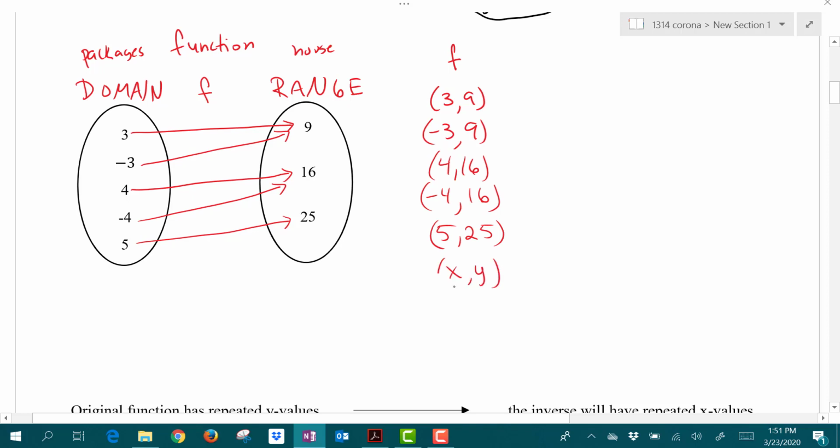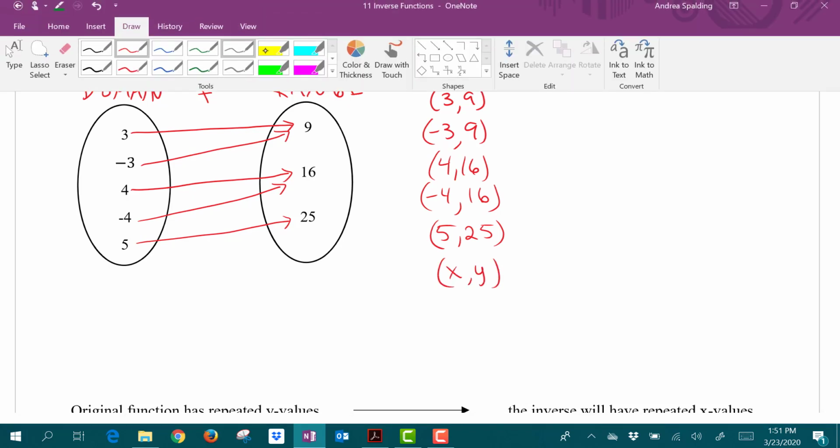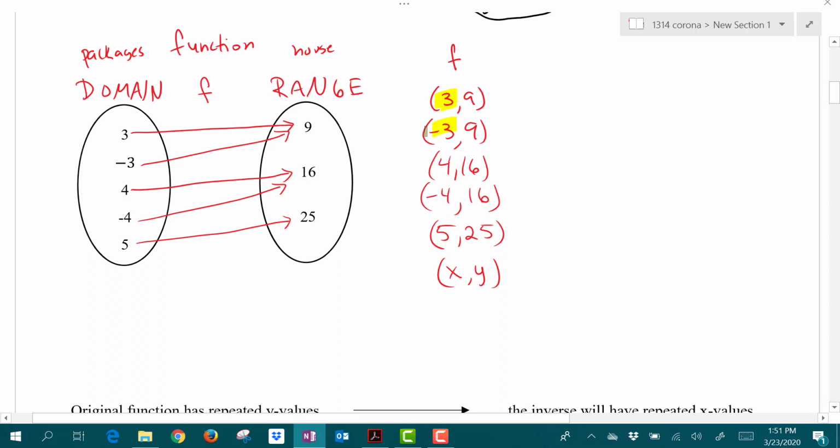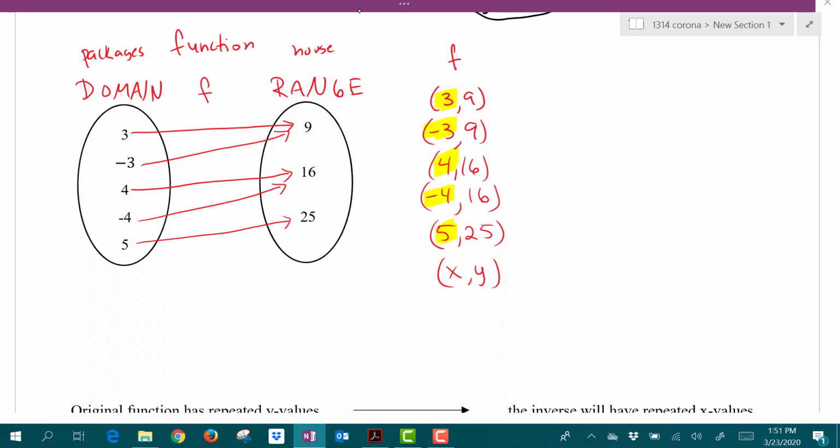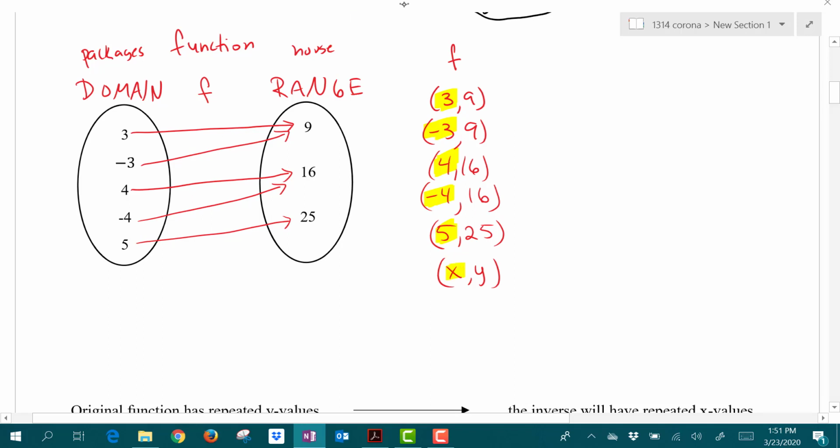So here we have a list of all those x and y ordered pairs. When we look in the list, we notice that there are no repeated x's. So f is a function. No repeated x's.